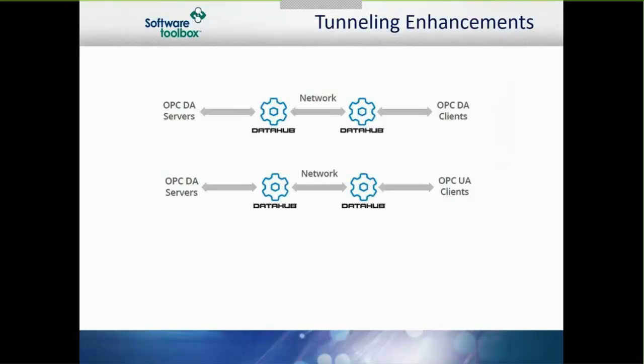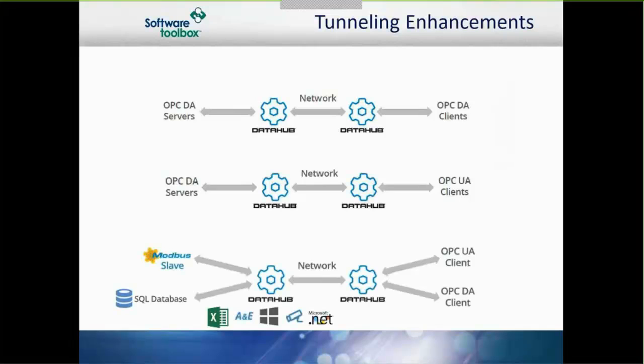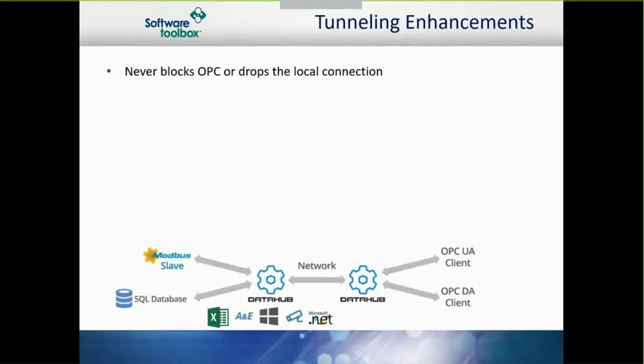The unique thing about the DataHub tunneling is that it can tunnel any data that it can connect to. That includes Modbus, ODBC databases, OPC A&E, camera images, Excel, and more. Basically, anything that the DataHub can connect to, we can then tunnel it over the network and make it available on the client-side interface. So why would you use tunneling?